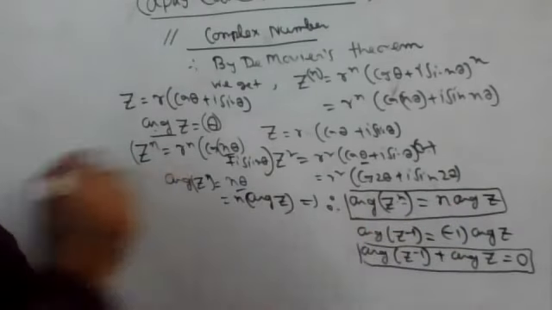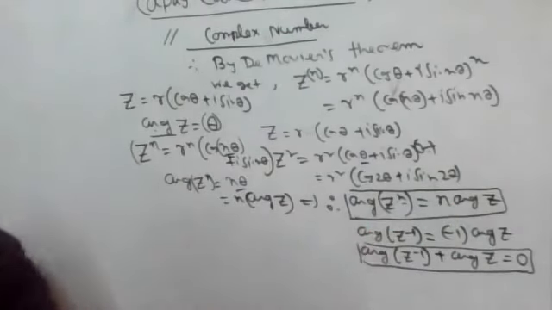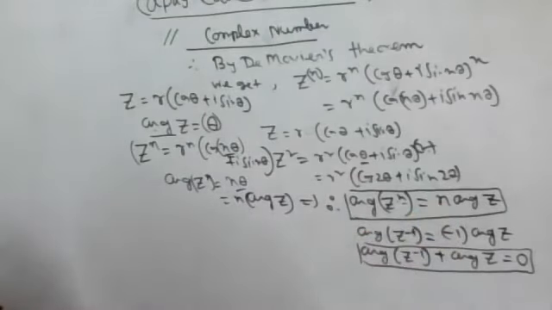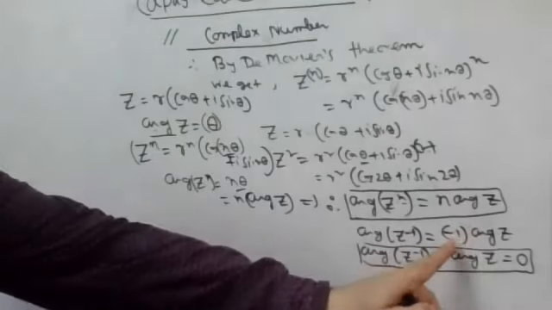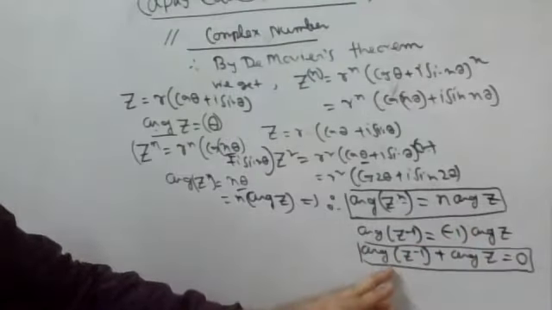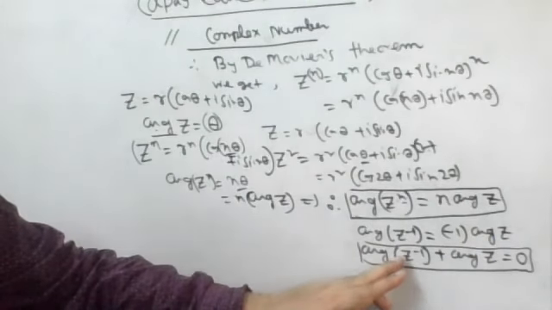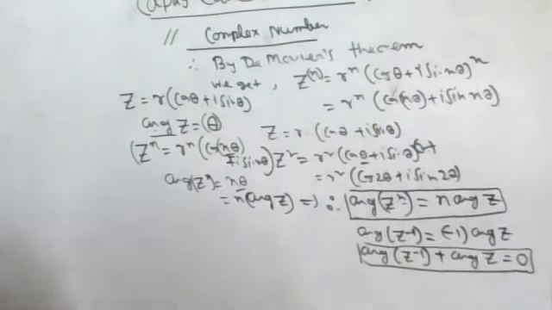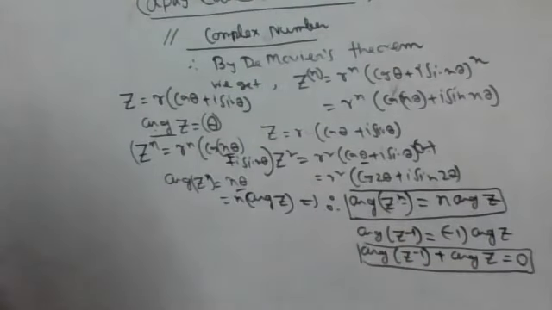Now in place of n, I have replaced -1. Then here also I will replace -1. So -1 times the argument of z will be brought to the left-hand side, and you will get a new result: the argument of z to the power -1 plus the argument of z is equal to 0. Hope you have no problem.